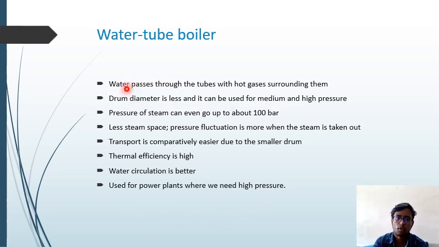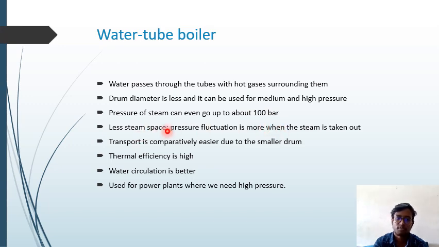Here comes the water tube boiler. In difference to fire tube boiler, the water tube boiler has water passing through the tubes with hot gases surrounding them, since the vice versa is fire tube boiler. Drum diameter is less and it can be used for medium and high pressure. Pressure of steam can even go up to 100 bar, which is really high compared to fire tube boilers.